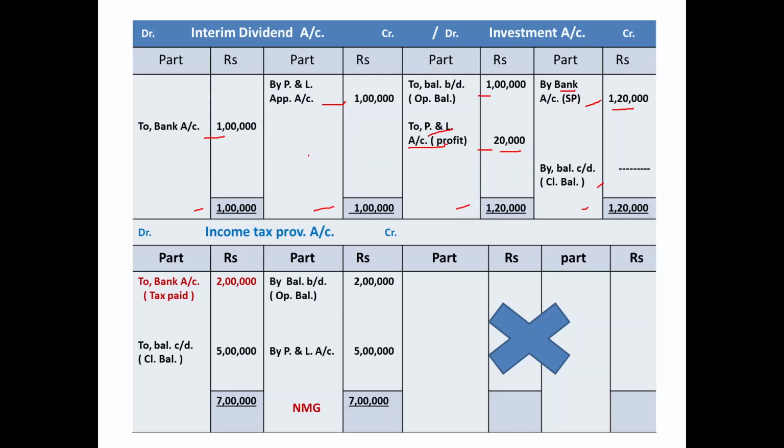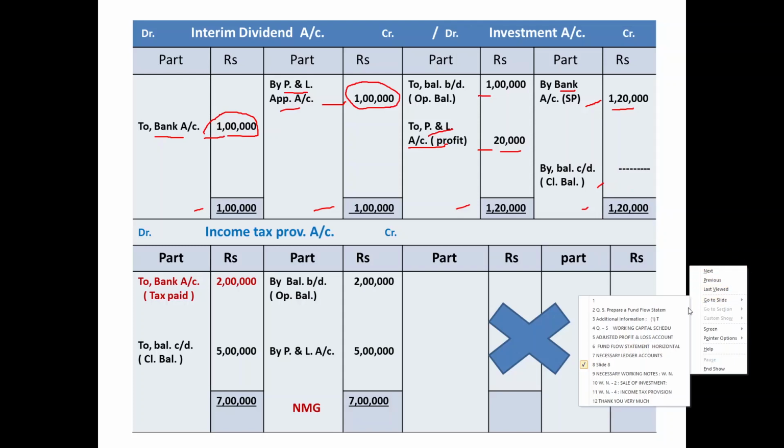Fund flow statement impact. Title came bank indicates the application side of the fund flow statement. Title came profit and loss appropriation. In the first journal entry, it was a non-cash item. So being a non-cash item as well as being a non-operating item, this would be added back in the current year's adjusted profit and loss account on the left hand side on the plus side.